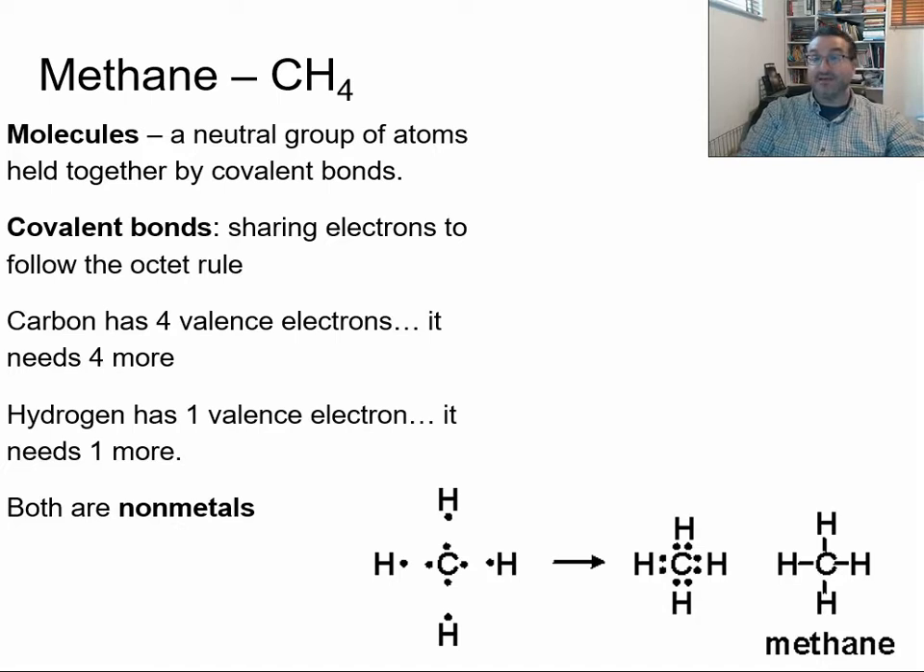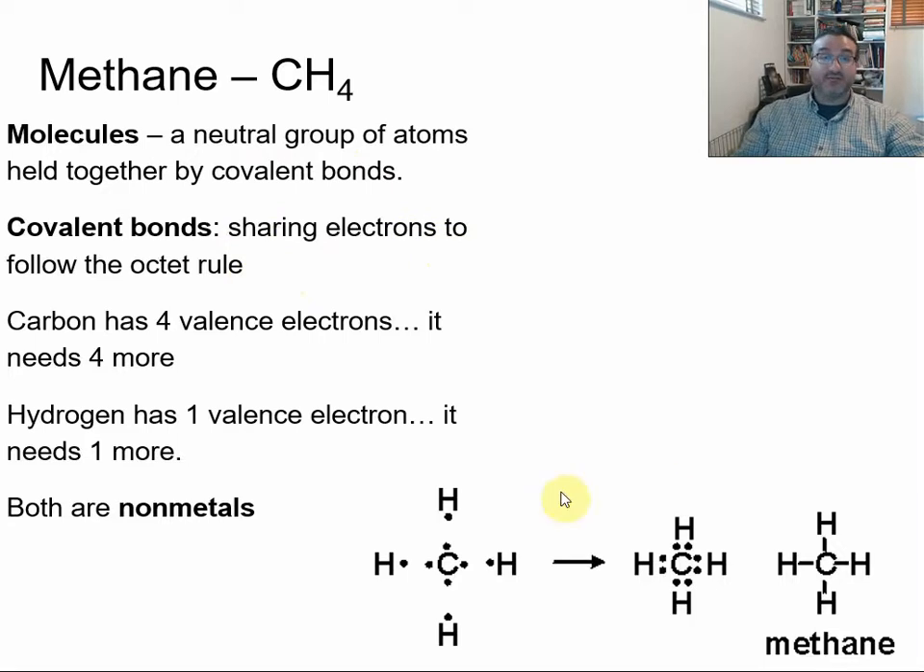Here we see the chemical methane. It's a type of molecule held together by covalent bonds. By molecules, we mean that it's a neutral group of atoms held together by covalent bonds. Overall, there isn't a positive or negative electrical charge to it. The covalent bonds mean that the atoms involved are sharing electrons to follow the octet rule.